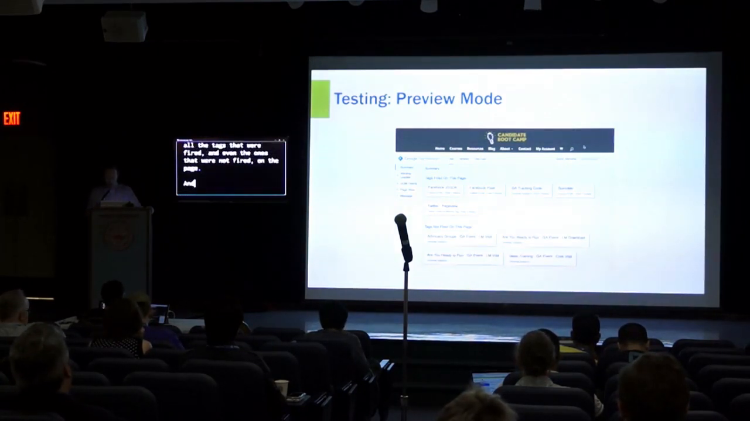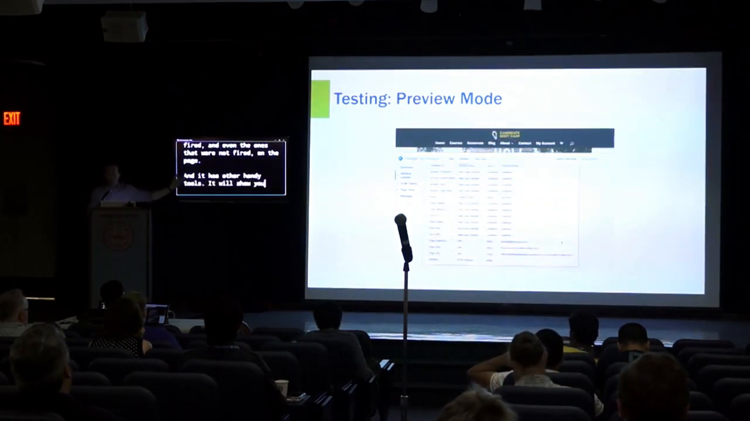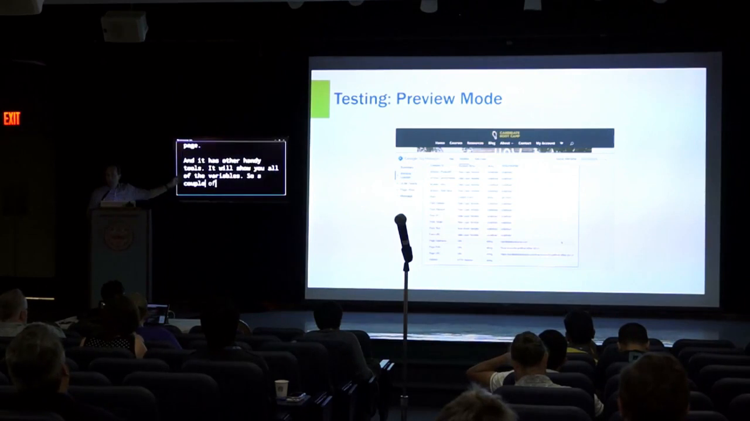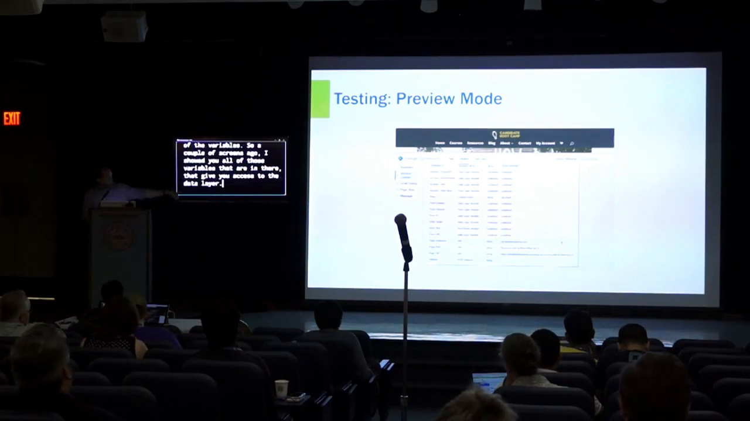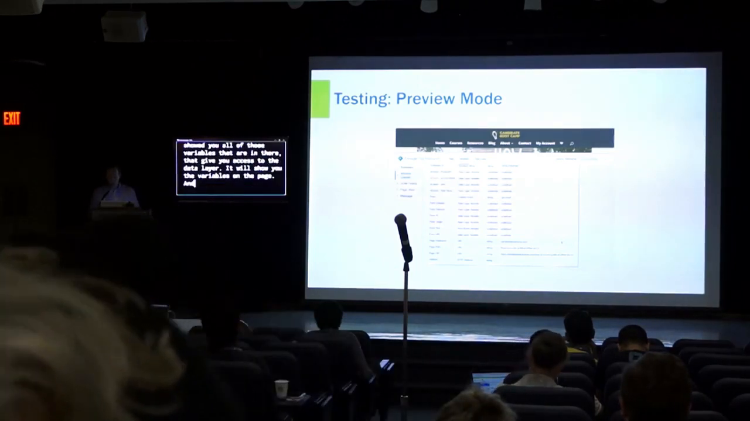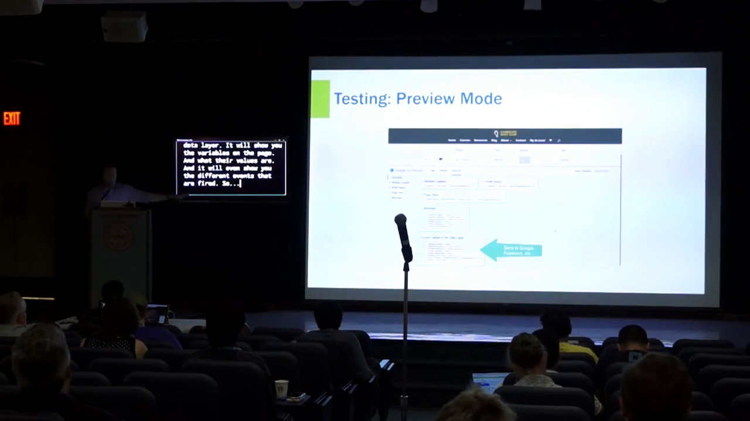And it has other handy tools. It will show you all of the variables. So a couple of screens ago, I showed you all of those variables that are in there that give you access to the data layer. It will show you the variables on the page and what their values are. And it will even show you the different events that are fired. So down there, this becomes very handy.